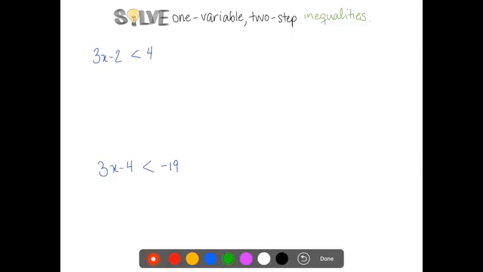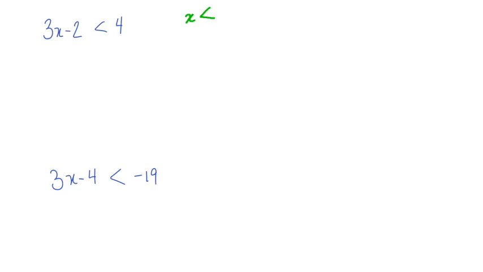Now, the main difference between solving for an equation and solving for an inequality is that at the end, when you solve for an inequality, you're usually going to have a set of numbers that make the inequality true. The same thing happens when you have to solve for an inequality than a variable.